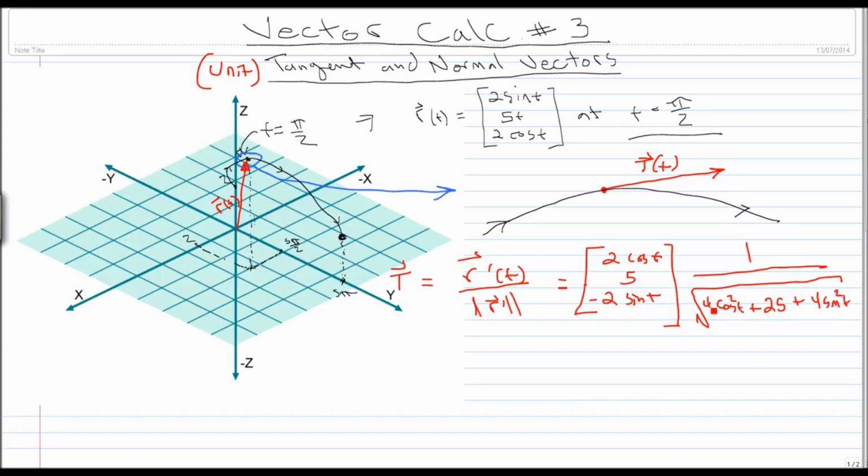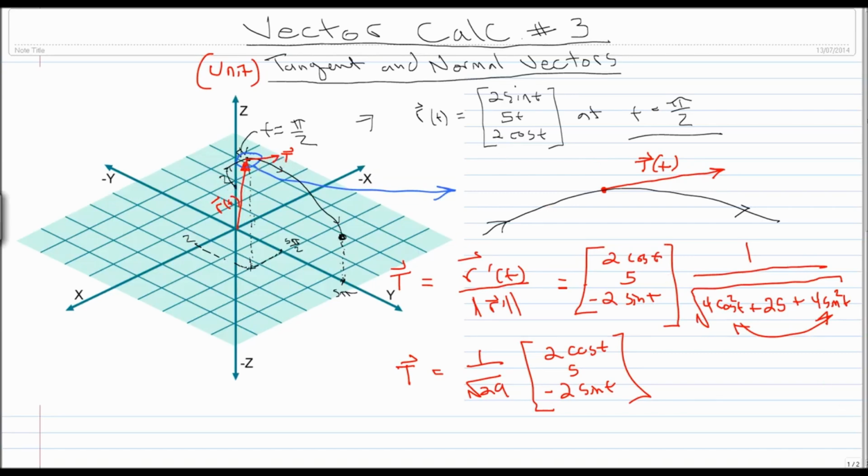Okay, so you should see that I can simplify this, factor out the 4, sine squared plus cos squared equals 1, so for my tangent vector, I get 1 over root 29, and then this. Okay, so that's great. That is a vector that's tangent to the curve along the entire length of the curve.